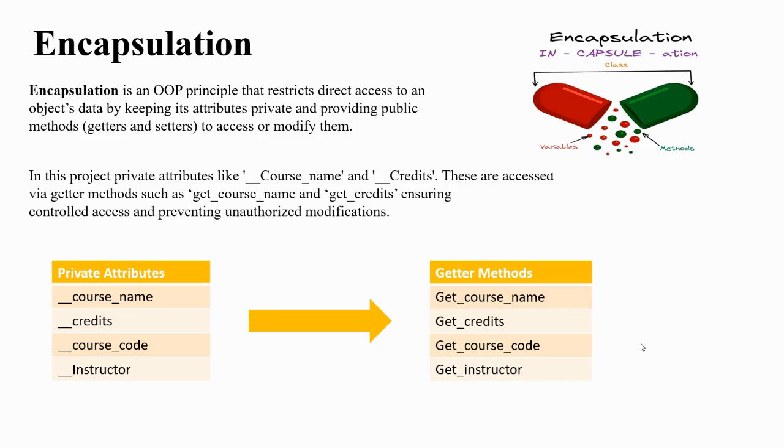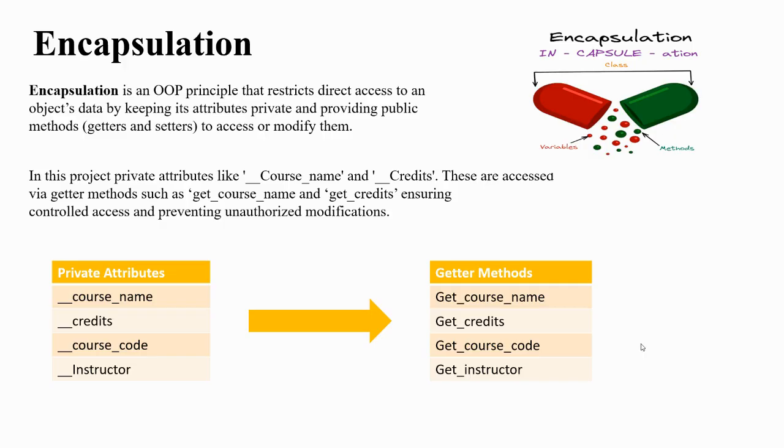Next, we have encapsulation. Encapsulation is a concept in programming that means hiding the internal details of an object, only allowing controlled access through methods like getters and setters. It helps protect the data from being accidentally changed and ensures that only the class itself manages how its data is used. Think of it like a capsule. Important details are kept safe inside, and only specific tools, methods, can access or modify them.